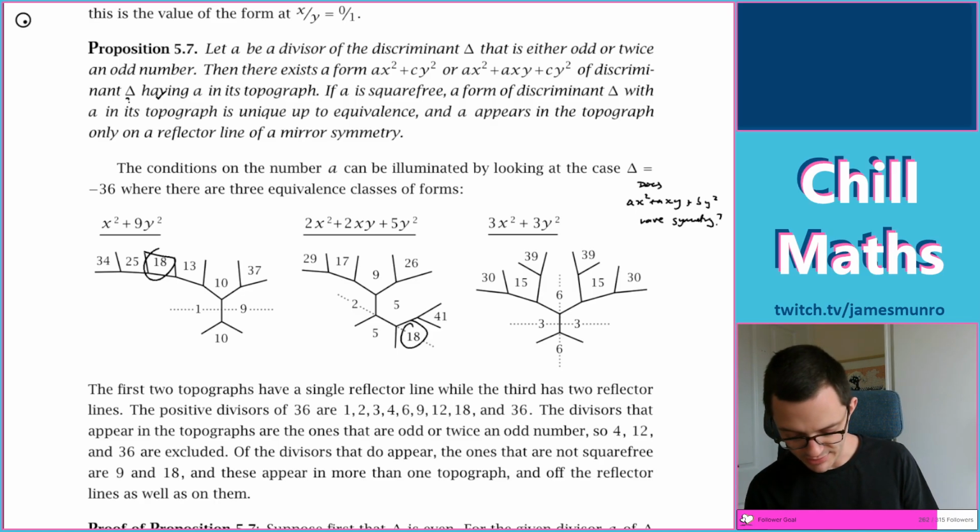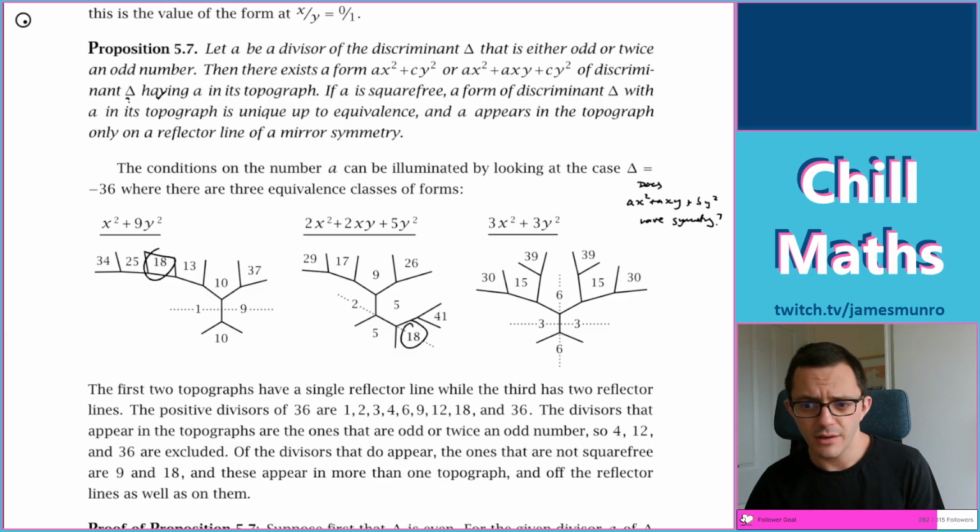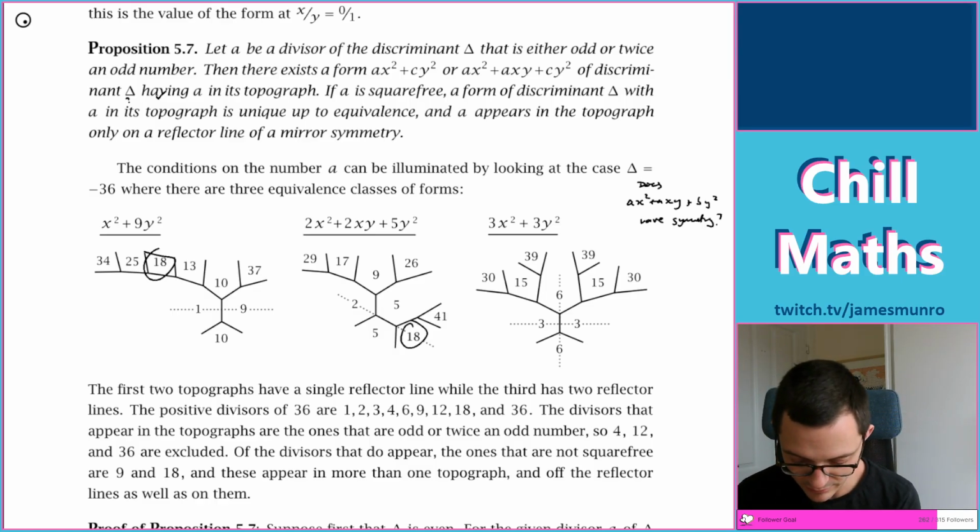So there's this equivalence class. I think I need to rewrite this one in a form that has 18x squared plus 18xy at the front. I think. Not looking forward to that. Because then I'll be able to say, aha, 18 is appearing in one of these, a discriminant delta having A in its topograph.